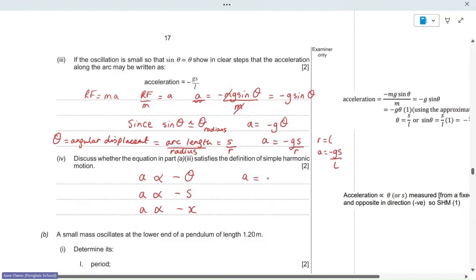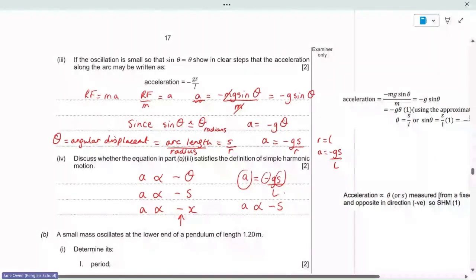As long as you've got A equal to minus g s over L, you've got this A, you've got this S, you've got this negativity here, and so you can say A is proportional to the minus displacement. In simple harmonic motion, you've got to have this negative sign because the displacement is in the opposite direction to the acceleration. So the acceleration is always going back to the equilibrium position, whereas x is going outwards.